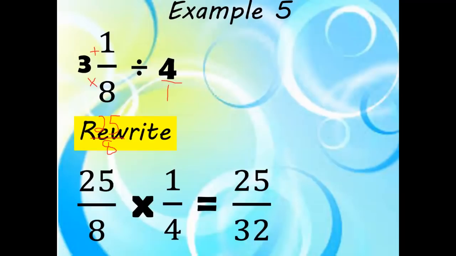So because there is no number or pair that we can cancel, meaning the 25/32 is already in lowest terms. Okay, so by using cancellation, you could determine whether the answer is already in lowest terms. The next example, this time, is a mixed number and a fraction.